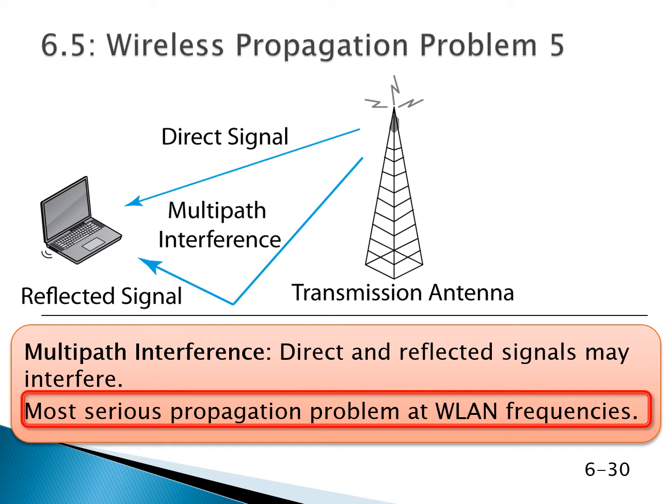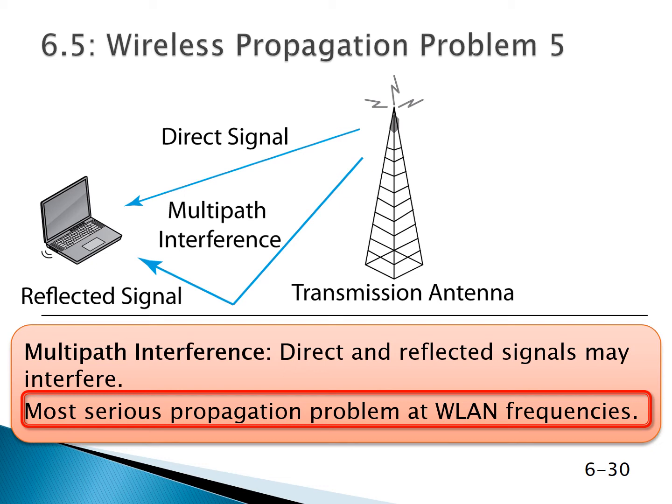It may go to another path and get reflected by the wall and then also be received by your laptop at the end. Then your laptop will be very confused, like which signal should be taken, which one is the correct one. So this is what we call the multipath interference. This is actually the most serious propagation problem at wireless LAN frequencies. Because of the different signals and different paths, we need to figure out which one is the correct one and which one should be discarded.